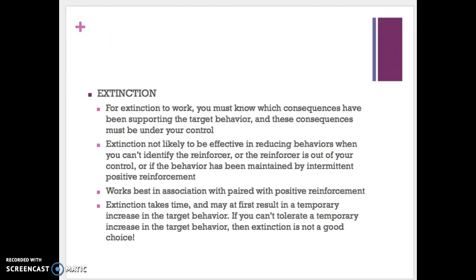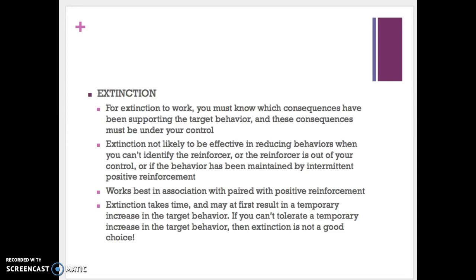So extinction. This is another word for basically ignoring, but I don't like using the word ignore because nobody wants their child to be ignored. So when you're discussing this strategy with a parent, you would want to say withholding attention because this is much more appropriate to say than ignoring. You're ignoring the behavior, yes, but you're withholding attention from that behavior. It just sounds much better, more palatable for parents to hear.